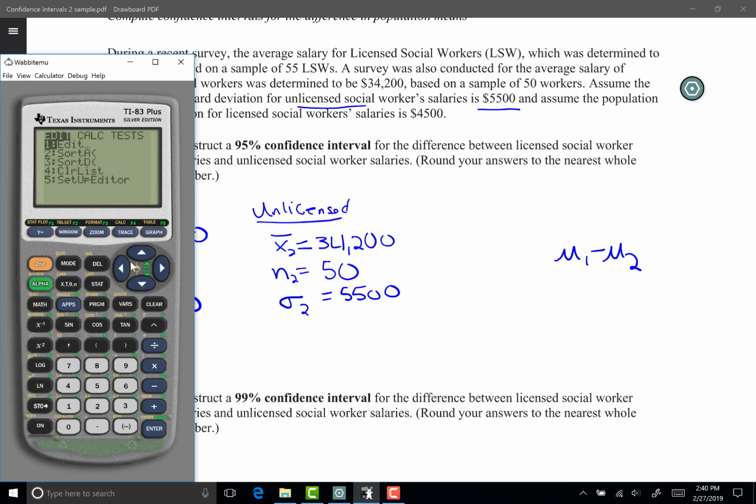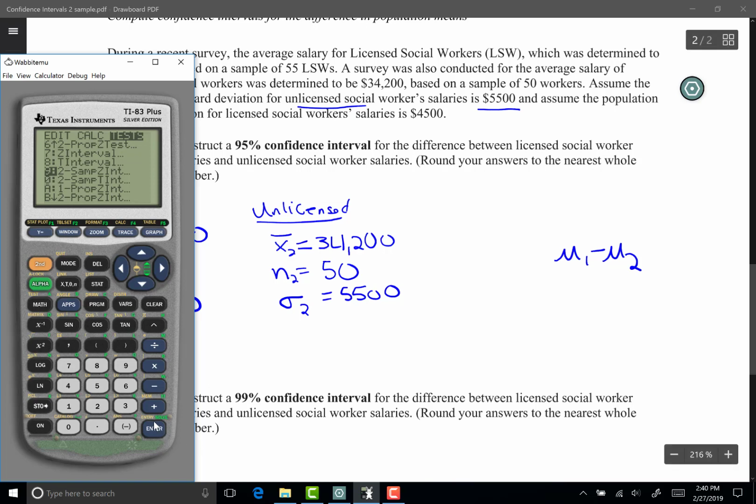The way we do that is in our calculator, we go to stat, over to test. Because we know the population standard deviations, we have to go all the way down to intervals. Don't go to the test yet. We want either 2 sample Z or 2 sample T. Which one do you think? Yep, 2 sample Z because we know the population standard deviations.